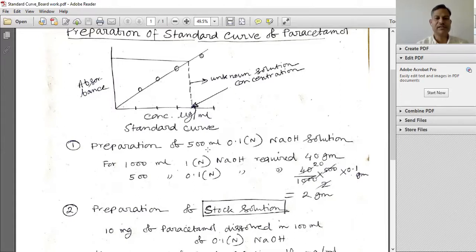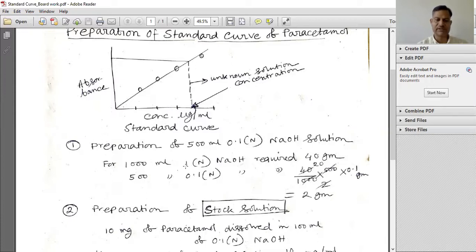Now for 500 ml of 0.1 N solution of sodium hydroxide, we have to calculate how much quantity of sodium hydroxide is required. We know that for 1000 ml of 1 N sodium hydroxide, the required quantity is 40 gram, as the equivalent weight of sodium hydroxide is 40 gram. So for 500 ml of 0.1 N, we calculated here, it comes to 2 gram. So if we dissolve 2 gram of sodium hydroxide in 500 ml, we will get 0.1 N sodium hydroxide solution.